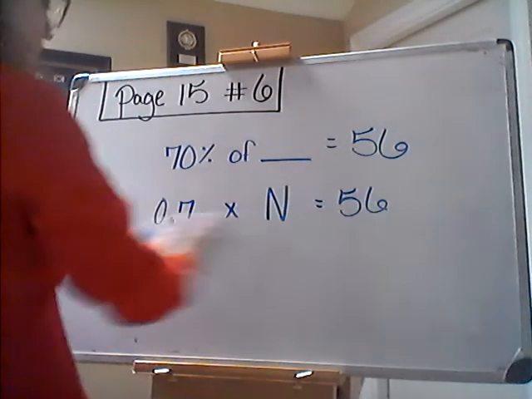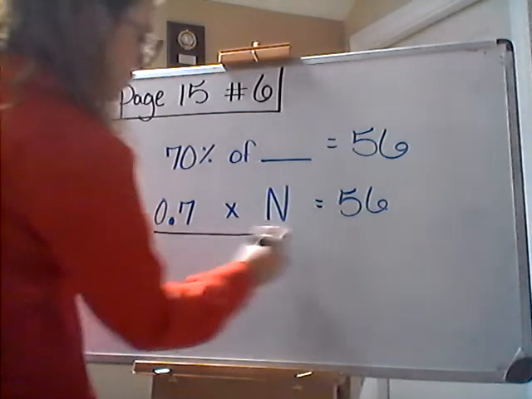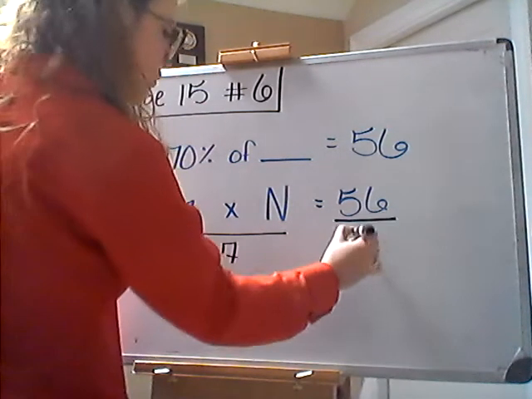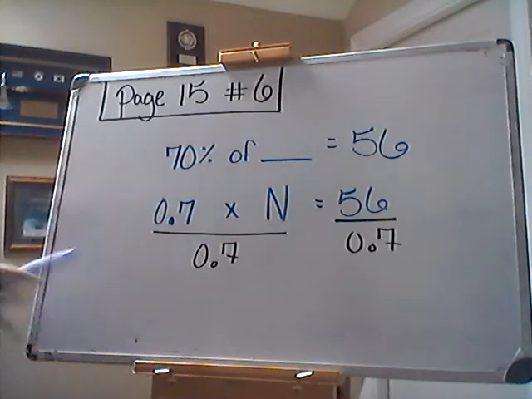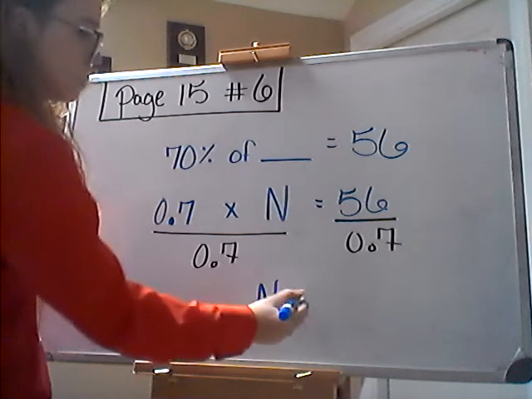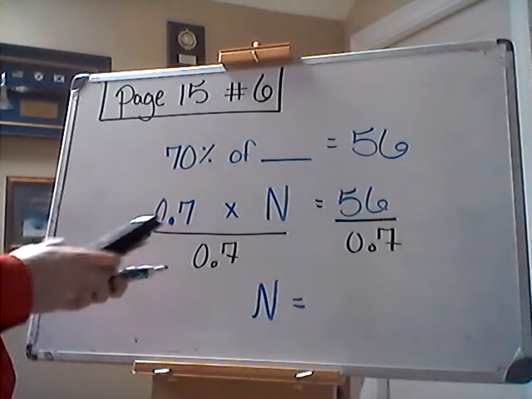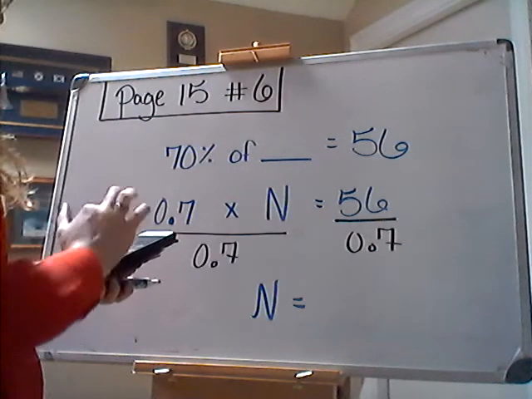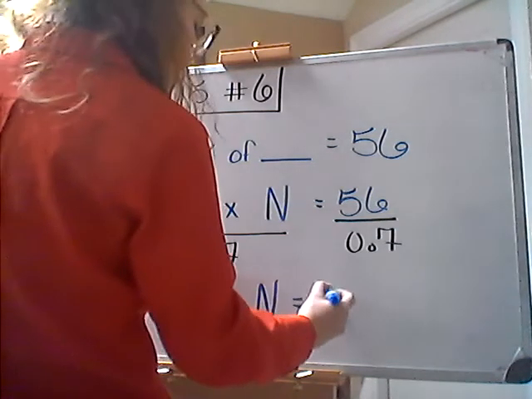So we're going to do 56 divided by 7 tenths. So this side of the equation gets divided by 7 tenths. This side of the equation gets divided by 7 tenths. We get n equals 56 divided by 7 tenths, 70%, is 80.